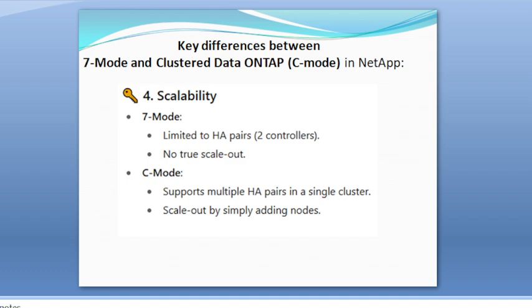If you have a two node cluster, you can have a four node cluster. Non-disruptively, you can add nodes and scale out. In 7-Mode, you can have a maximum of two controllers. In cluster mode, you can have 24 nodes.